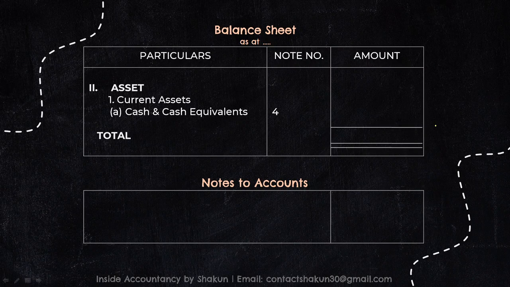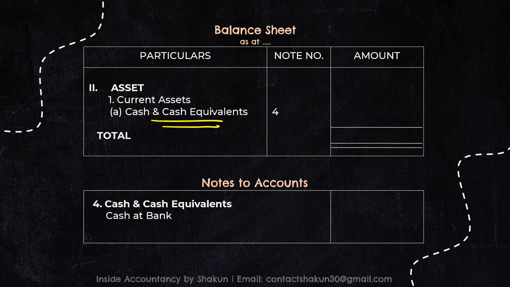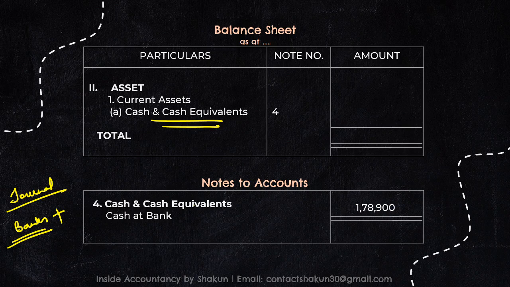Moving on, we move to the asset side of the balance sheet. On the asset side, we have current assets, cash and cash equivalents. So the next note is for cash and cash equivalents, cash at bank. Now, how can we calculate cash at bank? You've already passed the journal entries. In the journal entries, you add all the banks given there. In all the entries where bank is given, you add all the amount that is debited in the bank or maybe credited. But in this question, it was only debited. So add all the banks and you will get the amount, that is 1,78,900, which will be transferred to the balance sheet on the asset side, right?